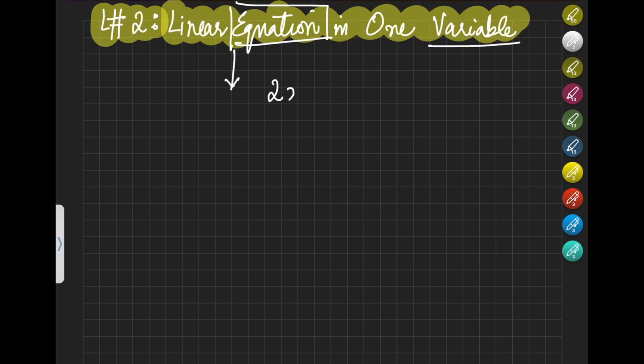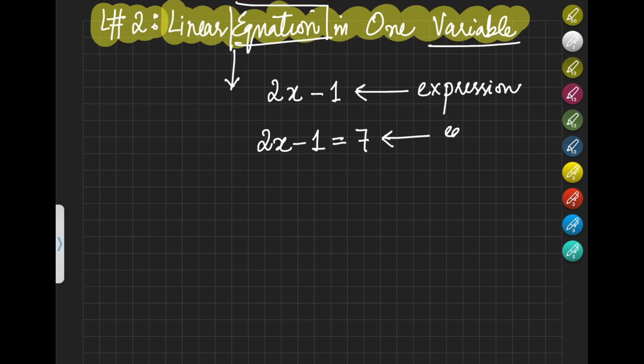Say, for example, if I am writing 2x minus 1, this type of statement is called an expression. And I can write the same as 2x minus 1 is equal to 7. Now this is an equation. How did it become an equation? I simply added this equal sign. So by the use of this equal sign, the expression became an equation.